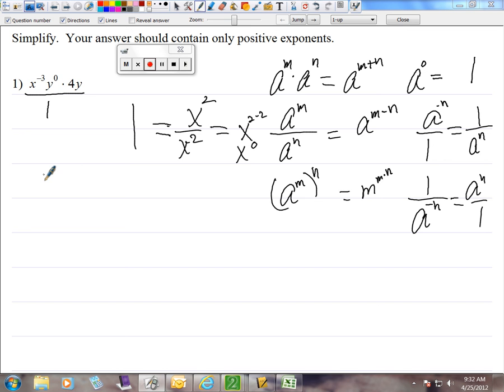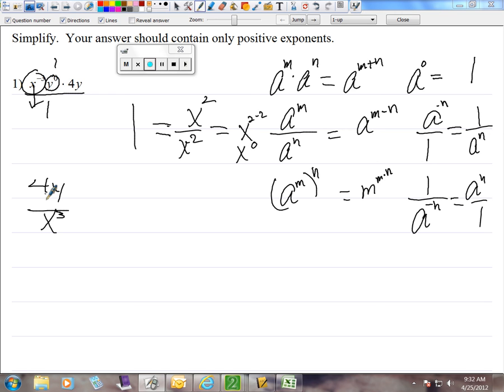So, how many got an answer already? What's the answer to this one? He says 4y over x cubed. How many got that? That is correct. Because, what's y to the 0? That's just 1. Where does the x to the third have to move to become positive? X to the negative third? To the bottom. He stays on top. We're done.